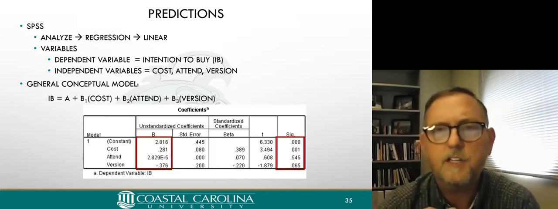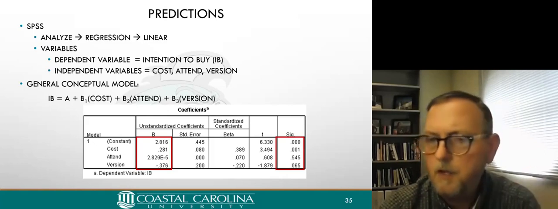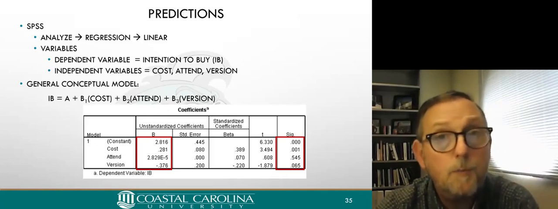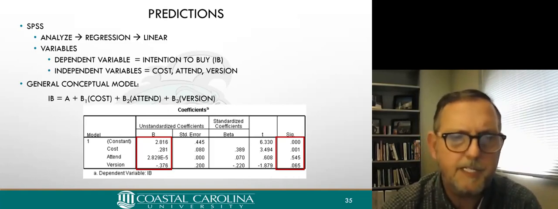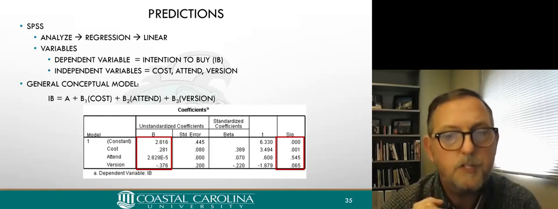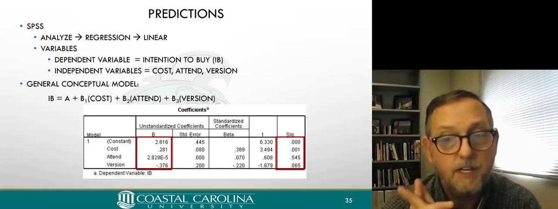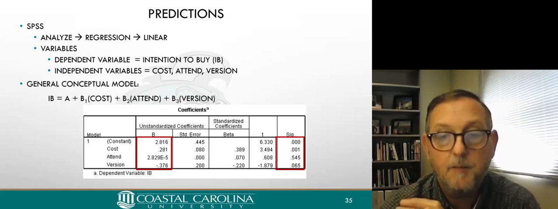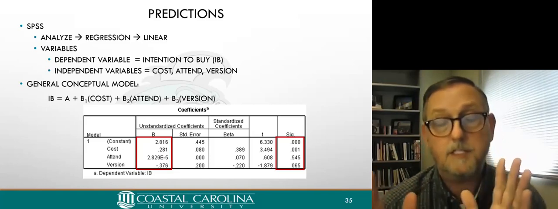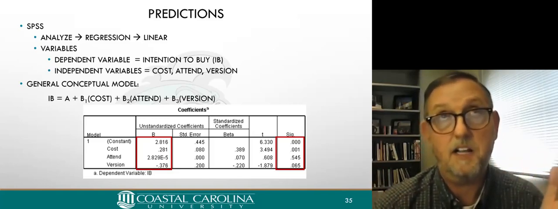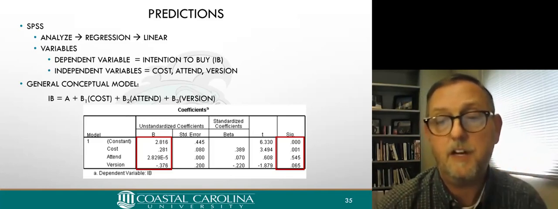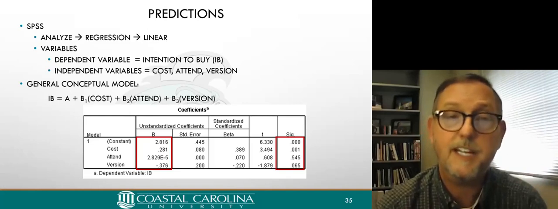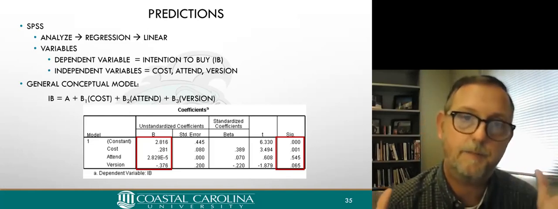If we move over and look at the significance levels, anything below 0.05 is significant. So again, we're looking at the betas here. Cost is 0.001, version is 0.065. Okay, that's interesting. It's above 0.05, so you could question whether that's significant or not. And then 0.545 for attend, there's no way that's significant.